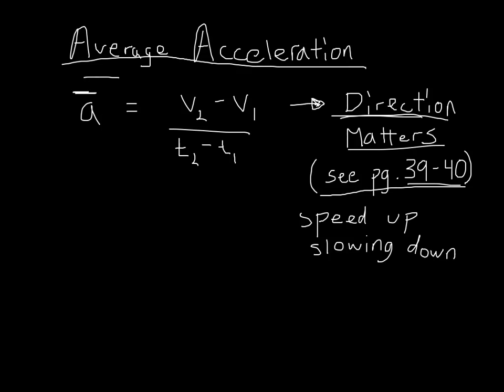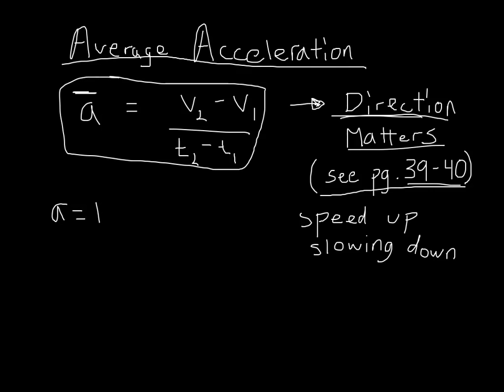Acceleration, we have average acceleration v2 minus v1 over t2 minus t1, but we're working with calculus-based physics, so acceleration is going to be the limit as delta t goes to 0 of delta v over delta t. Or in other words, acceleration is equal to dv dt. Change in velocity over change in time. So this is going to be our definition of acceleration.